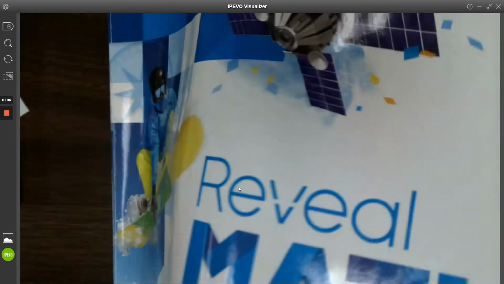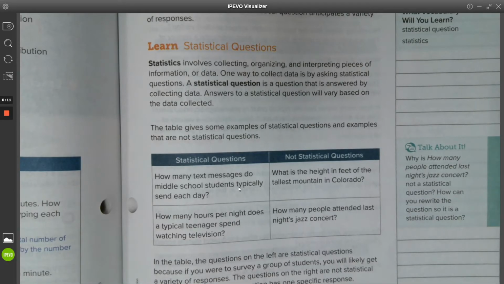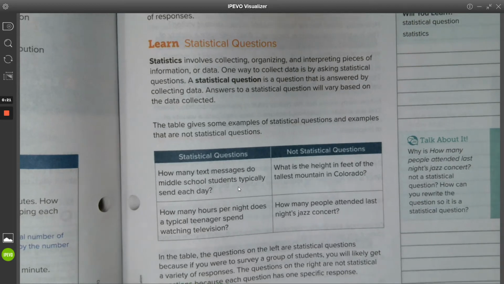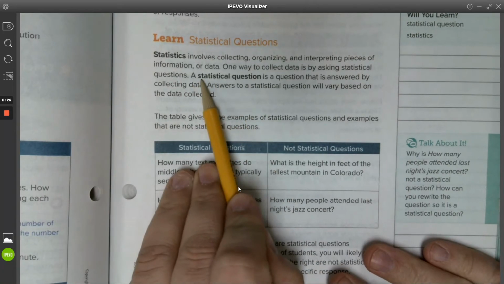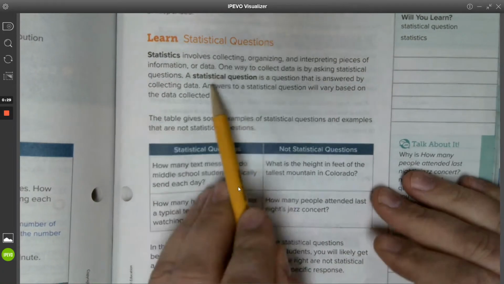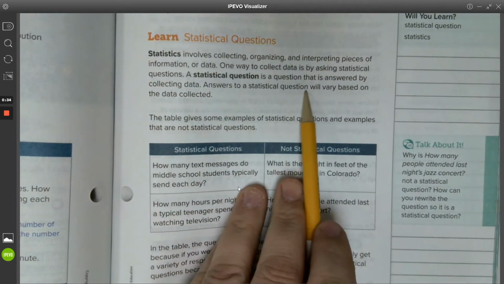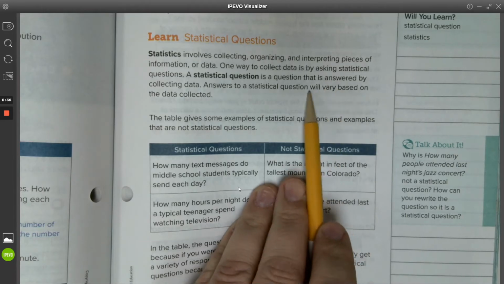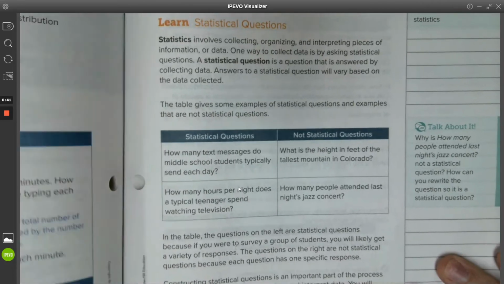Statistical questions. We are beginning our unit on statistics today, and this unit is all about data, collecting data and analyzing it. Now, in order to collect data, we obviously have to have something that we're asking. So, we use statistical questions. Now, this statistical question is a question that can be answered by collecting data. The answers to a statistical question will be varied based on the data collected. So let's take a look at a couple of examples.